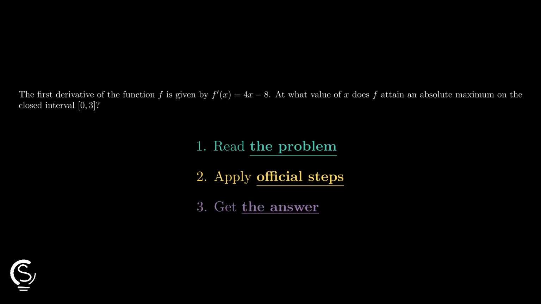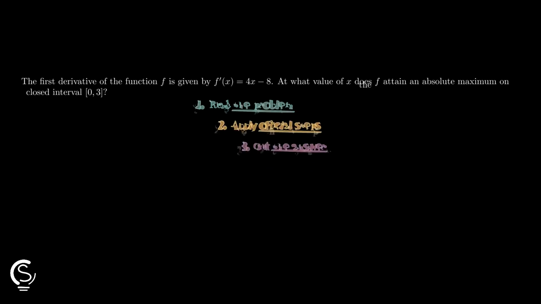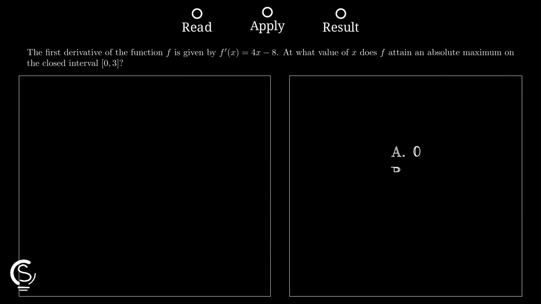I got your back. Find the absolute maximum of a function on a closed interval quickly with these steps. Let's solve this calculus problem together. First, we find the critical points by setting the derivative 4x minus 8 equal to 0. Solving this simple equation gives us x equals 2, which is our only critical point.